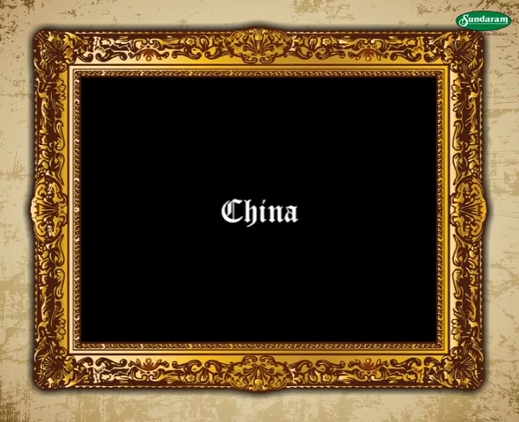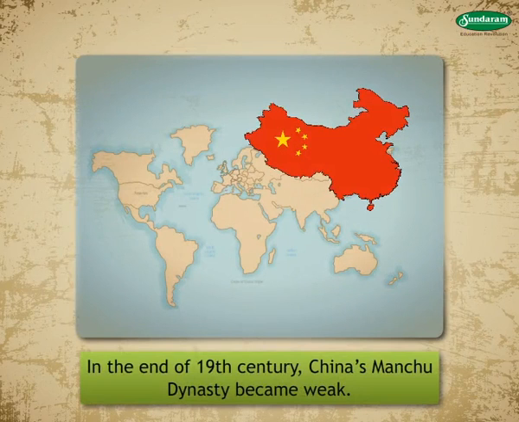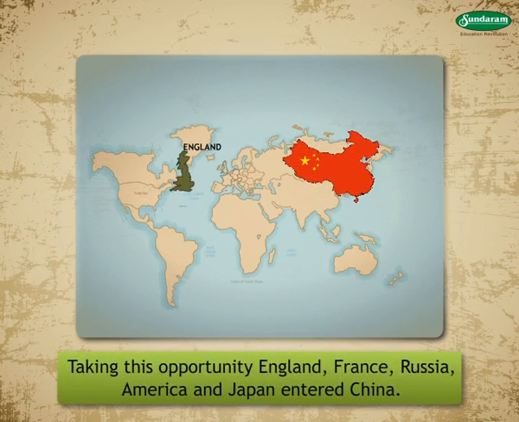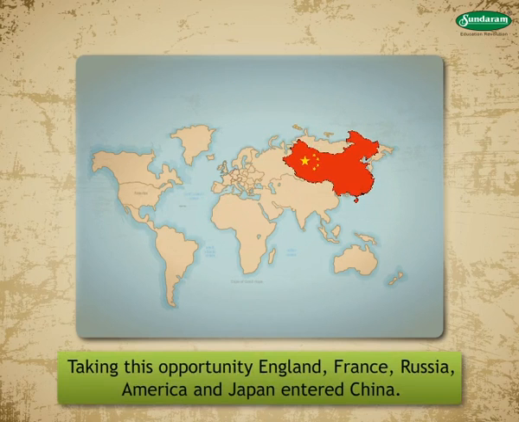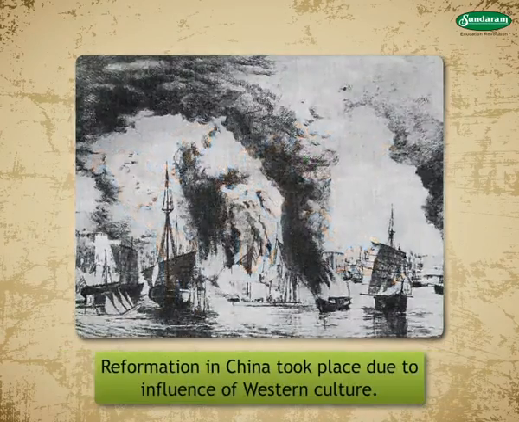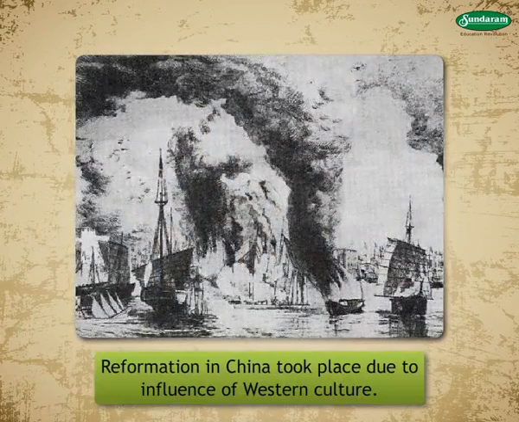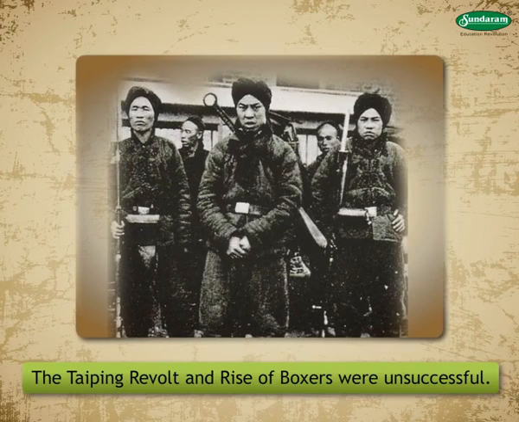China. In the end of the 19th century, China's Manchu dynasty became weak. Taking this opportunity, England, France, Russia, America and Japan entered China. Reformation in China took place due to the influence of Western culture. The Taiping Revolt and rise of Boxers were unsuccessful.